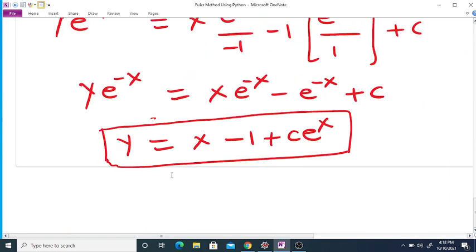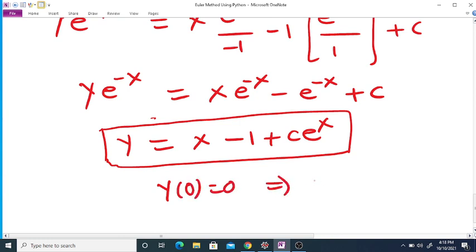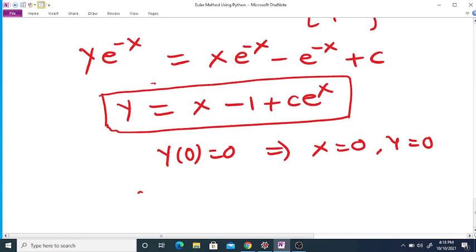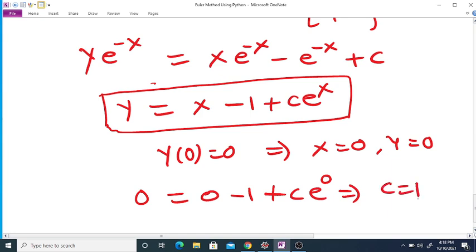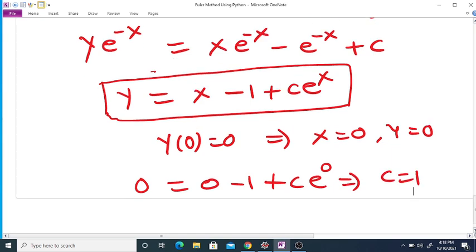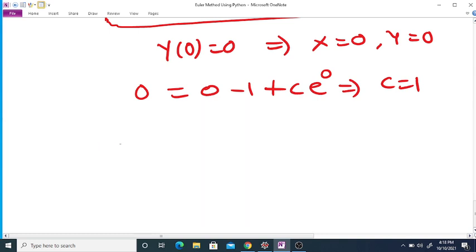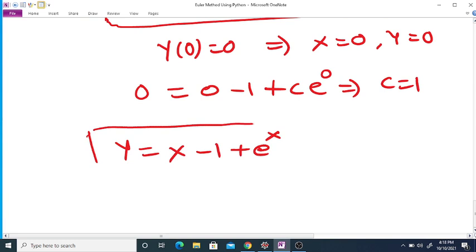In the exact solution, since y0 equal to 0 implies that when x is equal to 0, y is equal to 0. If you put this value here, then you get 0 is equal to 0 minus 1 plus c e raised to 0. So this implies c is equal to 1, and therefore the exact solution of the given differential equation is y is equal to x minus 1 plus e raised to x. So this is the exact solution of the given differential equation.